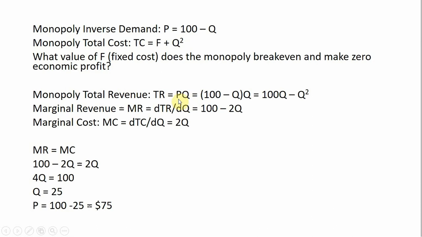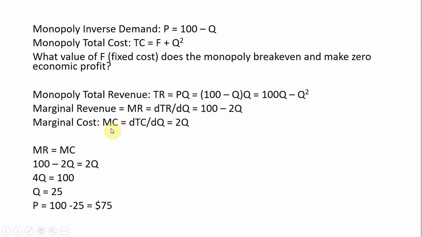So I'm just following this setup here. What is price? 100 minus Q, given by the inverse demand, multiplied by Q. Simplifying, we get total revenue of 100Q minus Q squared. Next, we're going to get marginal revenue by taking the derivative of the total revenue function. We get 100 minus 2Q. And notice that marginal revenue is just the price equation with a slope that is twice as steep.